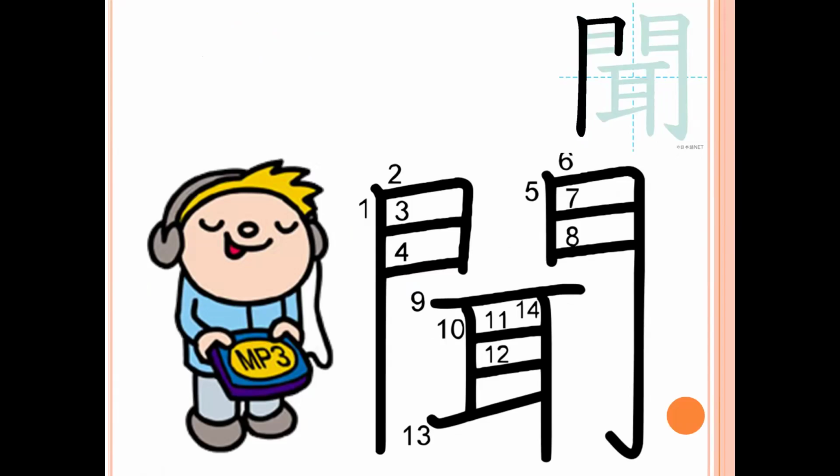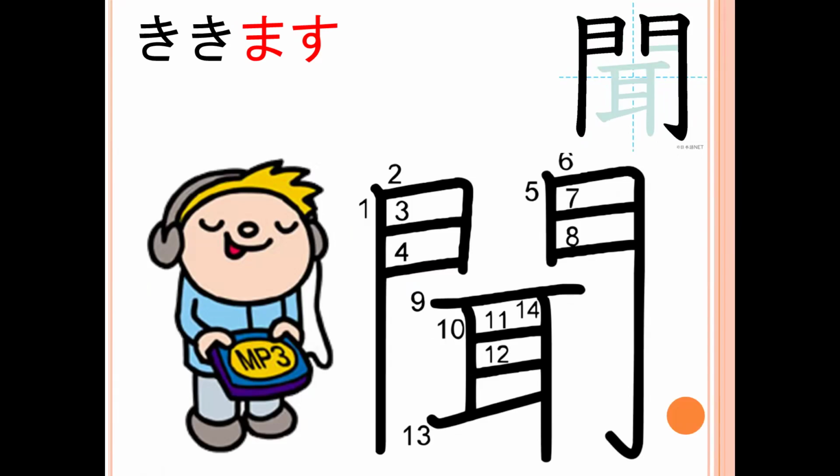And the next word: this particular boy is hearing music using the MP3 player. So the Japanese verb for hearing music is kikimasu. Kikimasu means hearing. And the corresponding kanji is written here. This kanji has totally 13 strokes, so you have to put 13 strokes to complete writing this kanji. The animation is also showing you how to write it. Very carefully you have to practice it.